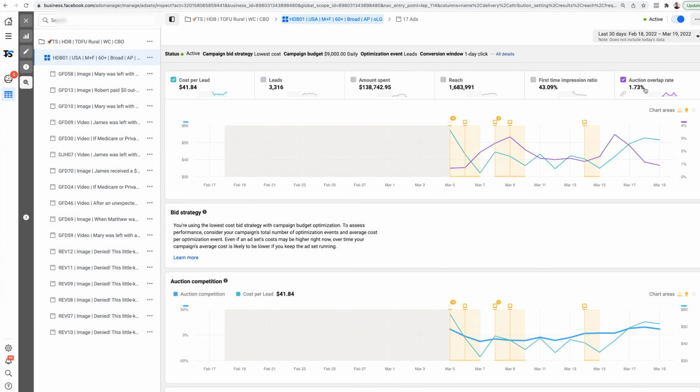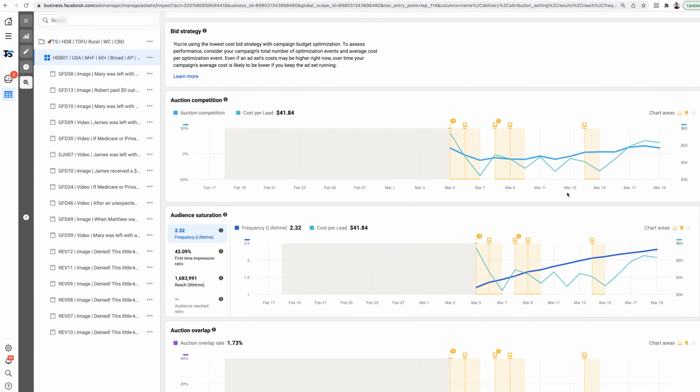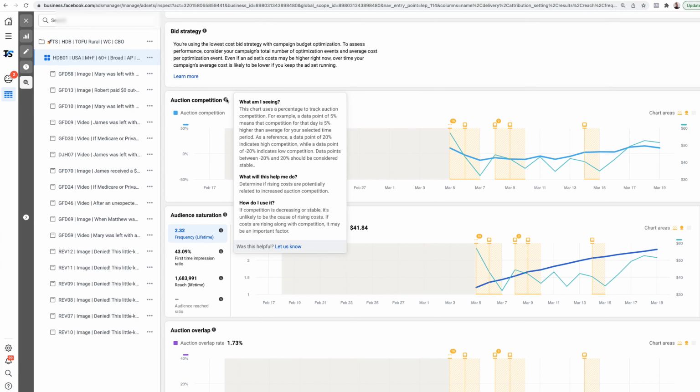Now, that's auction overlap rate inside your account. Now, let's look at auction competition. So this is different. This is the competition within the market. So this is not you versus you. This is you versus your competitors. Okay. So auction competition is you competing against other people.